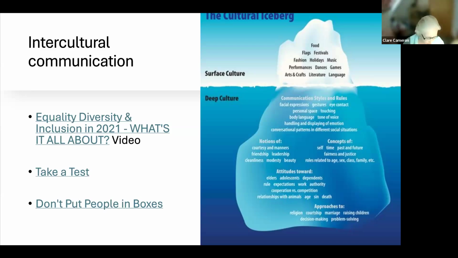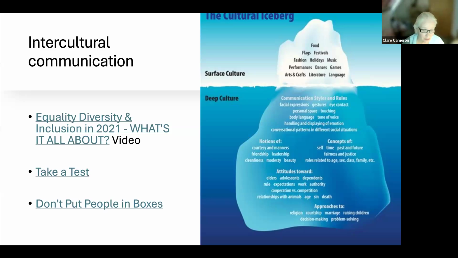I'm just going to finish off very quickly with a few more slides because it's just about time to finish. I put in an equality and diversity video talking about the cultural iceberg here. What we see on the top is the obvious things like holidays and flags and food and language, etc. But underneath on the iceberg are a lot of other concepts and notions and attitudes that we may not be familiar with and that will affect our learners in the classroom and how we communicate with them, okay?